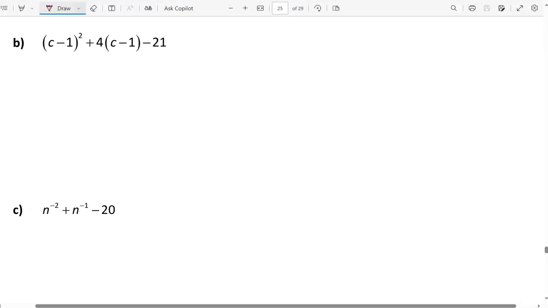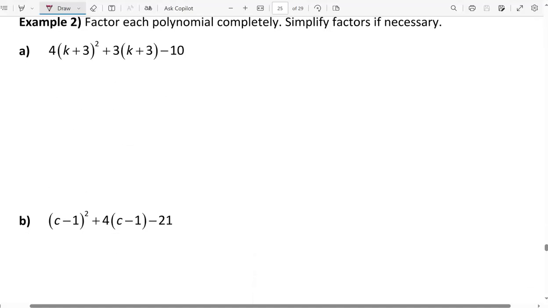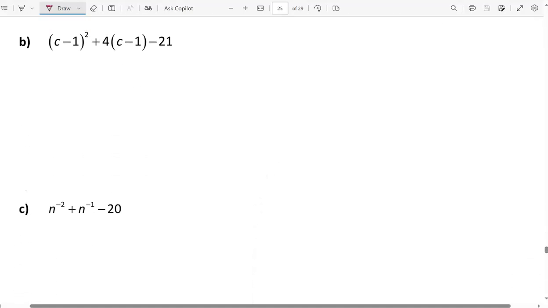All right, we're going to pick up where the 4F video notes left off. In example 2, part B, we see a c minus 1 in two different places in this expression, and so we're going to let u equal c minus 1, and then replace all the c minus 1s with u. And then we get a much simpler looking expression, u squared plus 4u minus 21. This one can be factored as a trinomial.